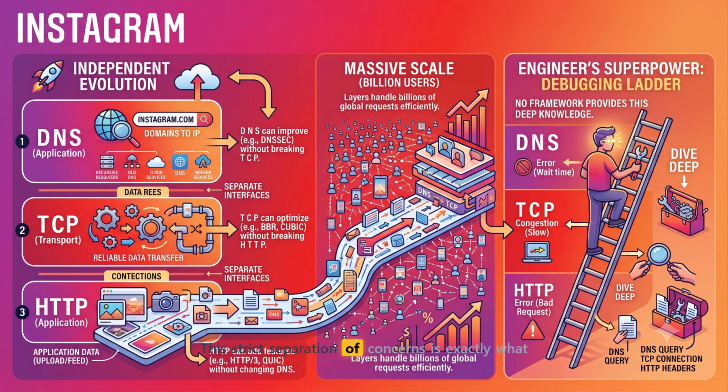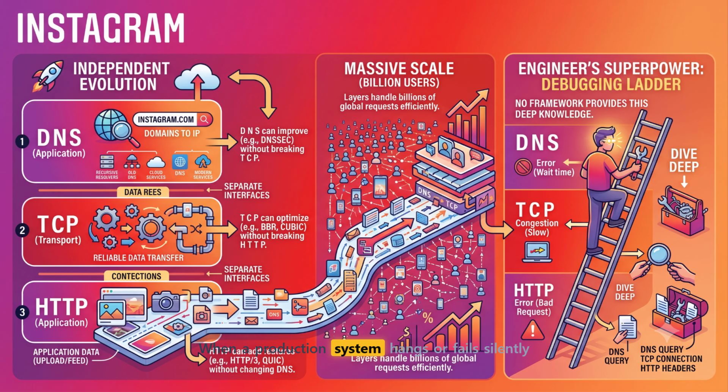This strict separation of concerns is exactly what makes massive, global scale possible for a platform serving billions of users. The underlying network layers absorb the chaos of the public internet, routing packets efficiently across thousands of networks, while the application layer simply focuses on delivery. When you understand this layered architecture, it becomes your ultimate debugging superpower. No software framework, automated testing suite, or library abstracting your code can ever give you this level of insight.